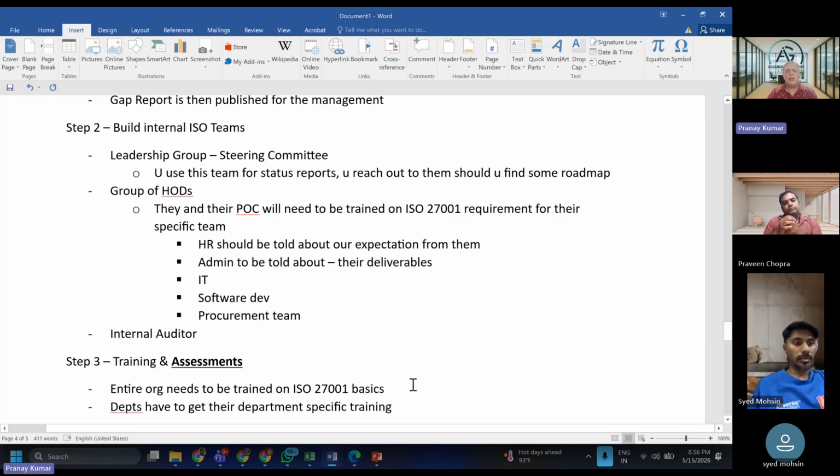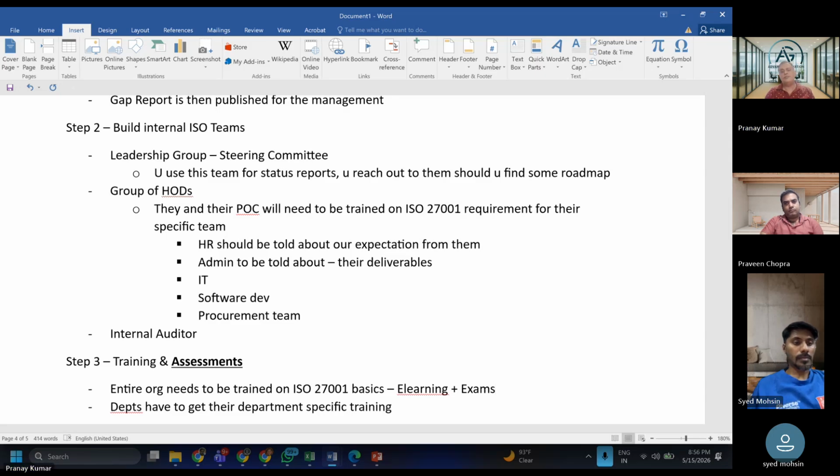तो हमने क्या कर रखा है कि बेसिक ट्रेनिंग के लिए हमने ई-लर्निंग बना रखा है, वीडियोस बना रखे हैं, वो हम कस्टमर को दे देते हैं. उसके साथ एग्जाम बना रखा है, एग्जाम्स कस्टमर को दे देते हैं. लोगों को बोलो वीडियो देख लें, एग्जाम दे दें, हमारा काम खत्म. डिपार्टमेंट वाला ट्रेनिंग खुद से देना चाहिए, बिकॉज दैट विल हेल्प यू इम्प्लीमेंट द ISO 27000. सैयद, मेरी बात समझ में आ रही है?